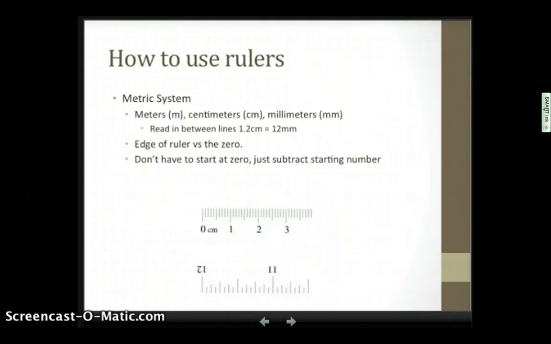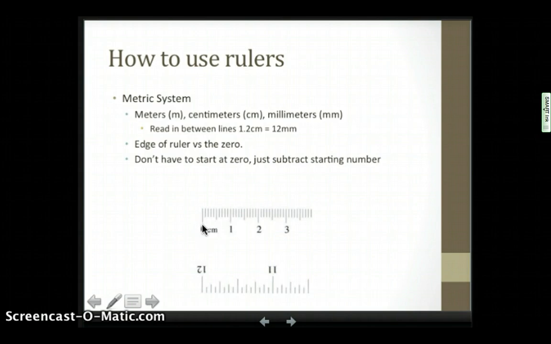How to use rulers. In living environment, we're mainly going to use the metric system, meaning that we're going to be looking at meters, centimeters, and millimeters. The ruler in front of you, you'll see 0, 1, 2, 3. These represent centimeters. The little lines in between, you'll see that there are 10 lines from the 0 all the way to the 1. Each of those represent 1 millimeter. So if you look here, 1 millimeter is right there, as opposed to 1 centimeter is equal to 10 millimeters.